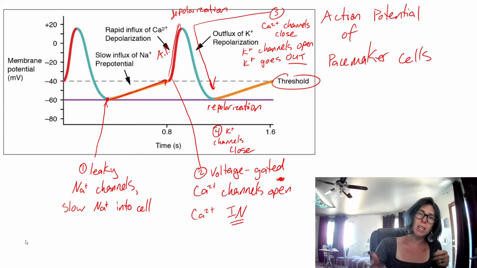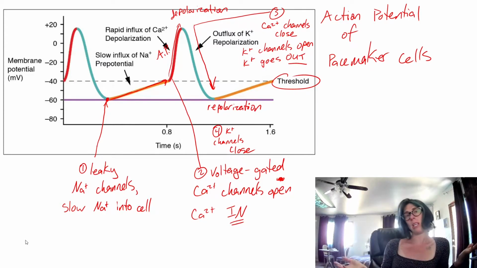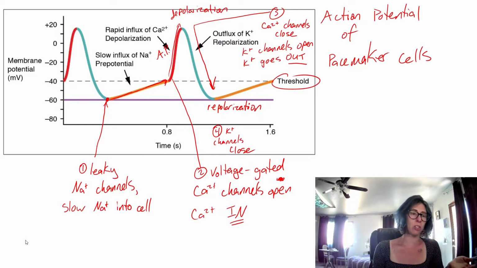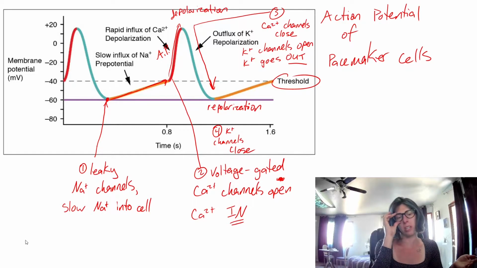So the rhythm of this is set by how leaky the sodium channels are. The leakier they are, the faster action potentials fire. And they're leakiest in the sinoatrial node. So that's why the sinoatrial node always fires before the other pacemaker cells.